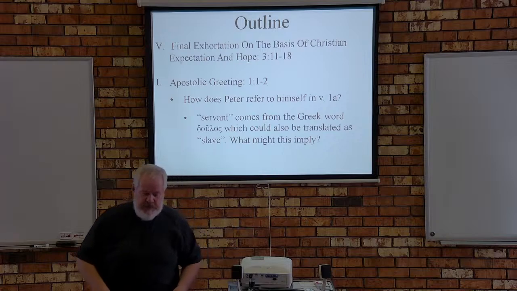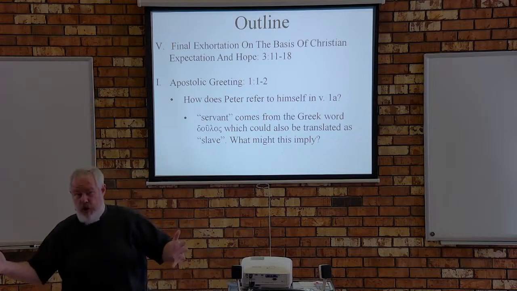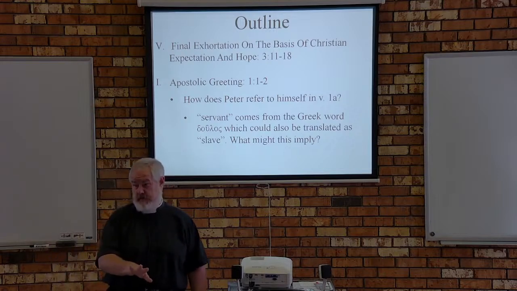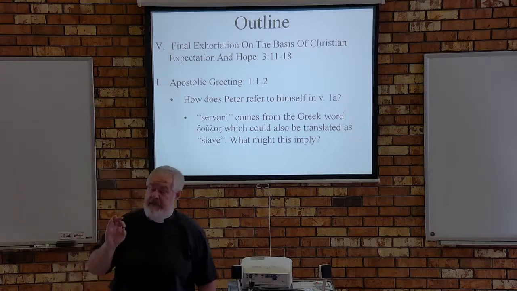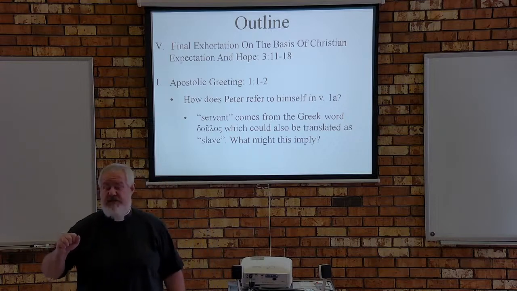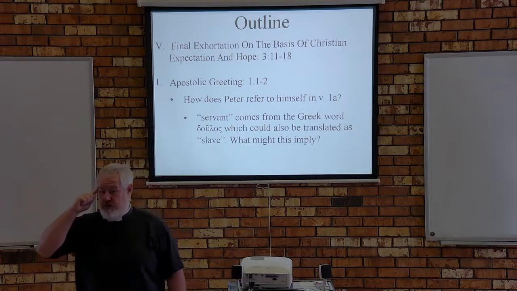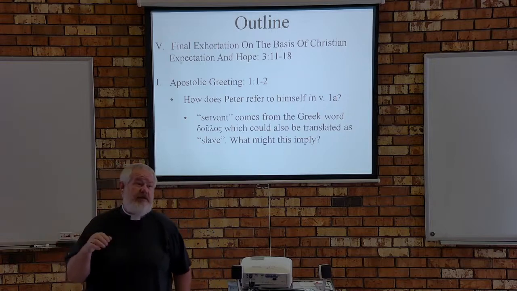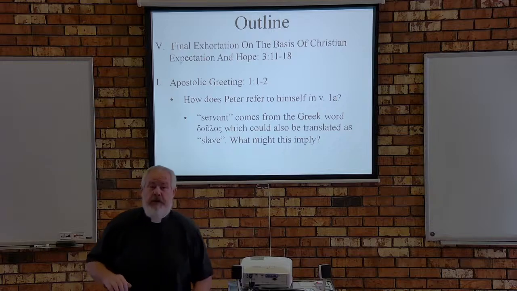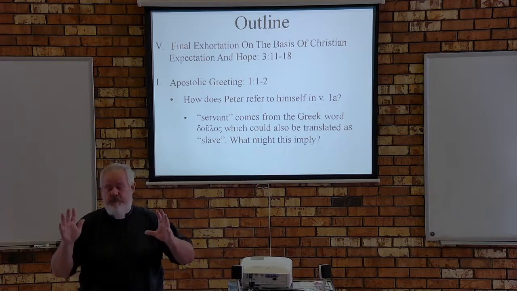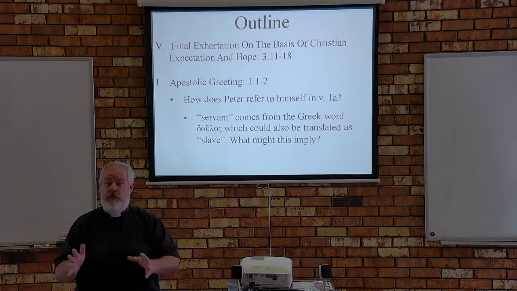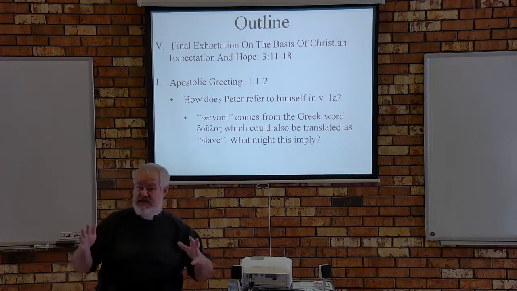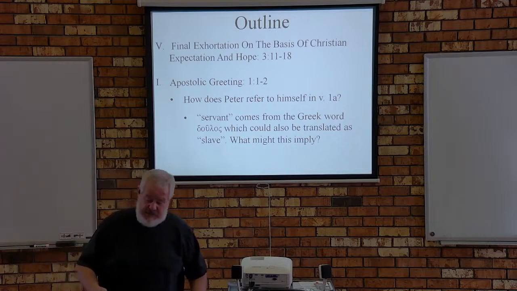The English word servant comes from a Greek word, doulos, which could be translated not just as servant, but also as slave. So every time you see in the New Testament, when Paul says a servant of Jesus Christ, you could also think a slave of Jesus Christ. And this is important. Well, I think it's important, right? What might that imply when Peter here, and Paul in his letters, says a servant or a slave of Jesus Christ? What might that imply?